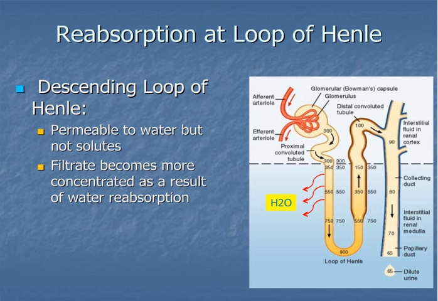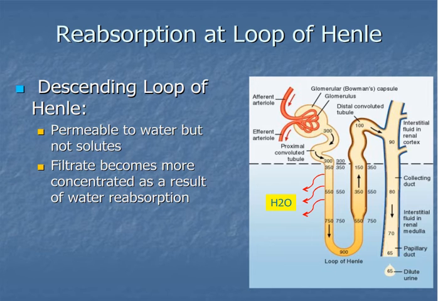Now let's take a look at reabsorption at the loop of Henle. Remember, the loop of Henle was that U-shaped loop that tends to dip down into the medulla of the kidney. And there's two limbs to that, the descending limb, which goes down, and the ascending limb, which goes up. So let's take a look first at the descending limb.